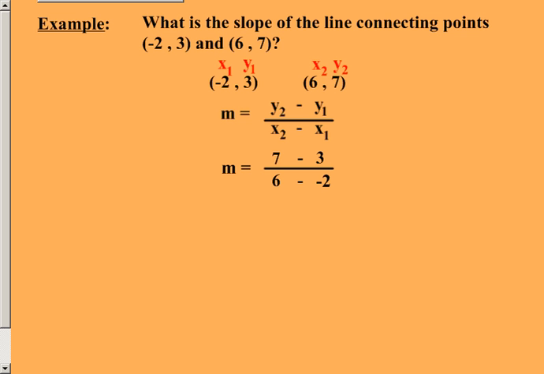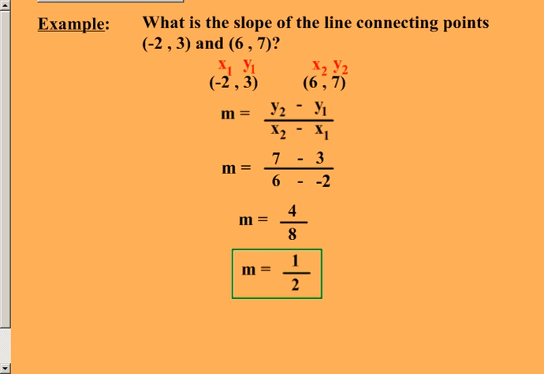Now we need to simplify both the numerator and the denominator before doing the division between the two. In the numerator, 7 minus 3 is 4. And 6 minus negative 2, well, the double negative right there becomes a positive, so you have 6 plus 2, which is 8. Slope is supposed to be a fraction, but we do reduce it wherever possible, and 4 over 8 does reduce to 1 over 2. There is absolutely no need to turn this into a decimal because we actually need the fraction.